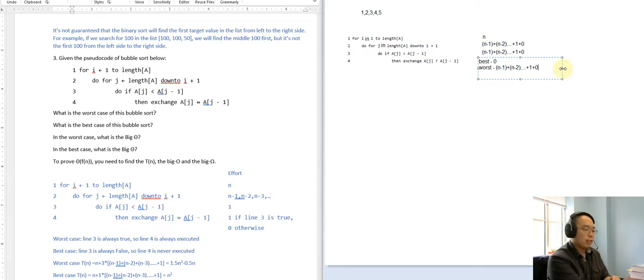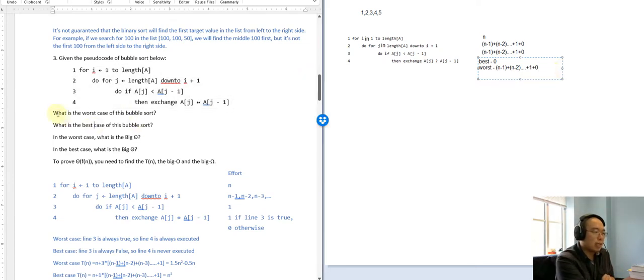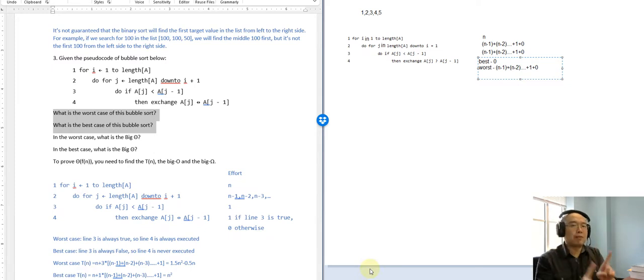So, this answers the first part. What is the worst case and what's the best case? The worst case is every time we check a pair of values, we have to do a swap. And the best case is every time we check a pair of values they're in the right order already, and I don't need to do a swap. So that's the best and the worst.